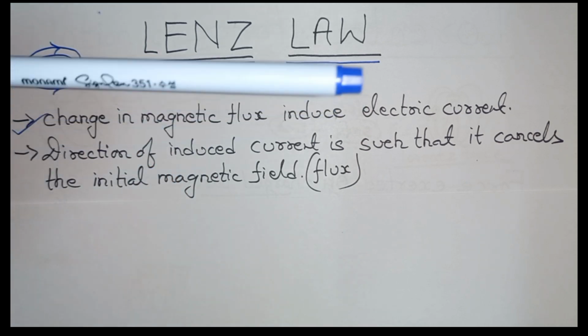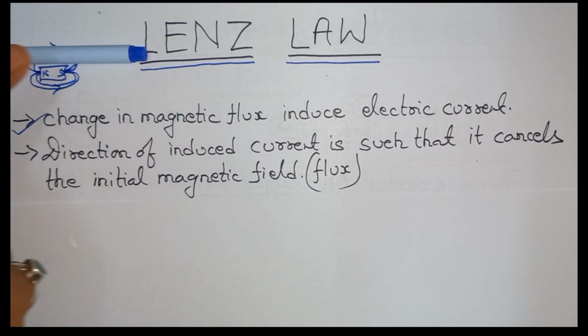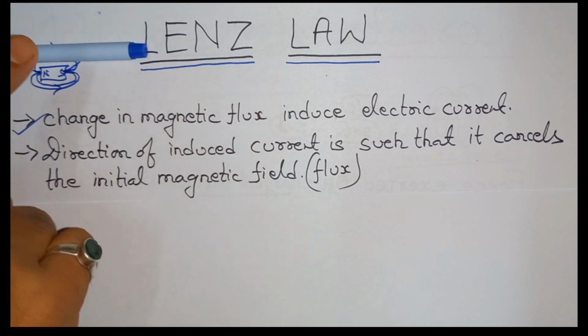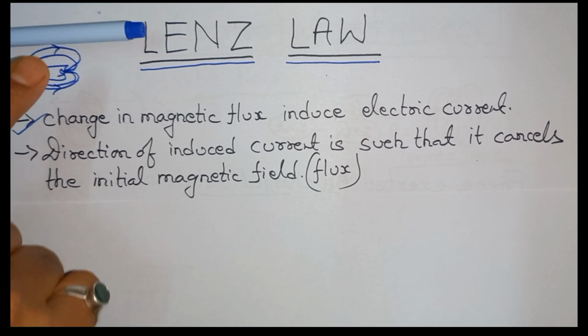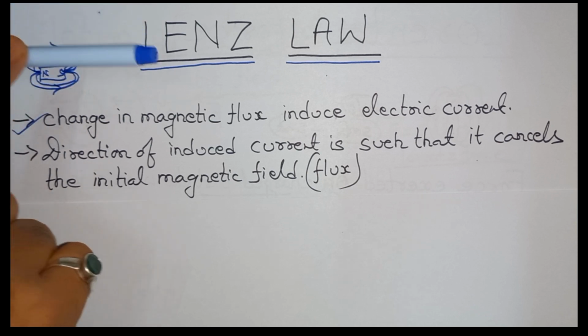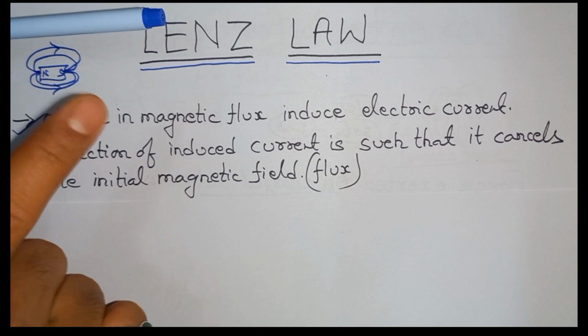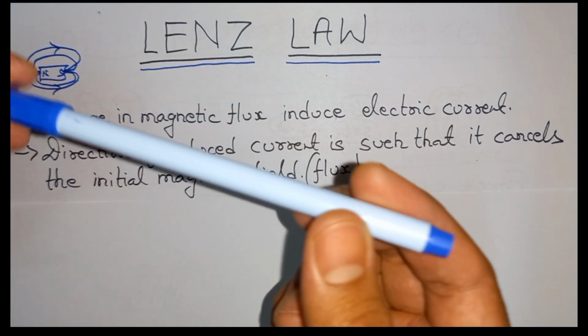Now, if this is a current carrying conductor and I keep it here, then the number of magnetic lines which pass through this conductor is the same. Now it is the same, and after 2 seconds also it will be the same. But if I move this conductor, then what happens? The number of magnetic lines which pass through this conductor will be different. So as a result, there is a change in magnetic flux which induces an electric current in this conductor.